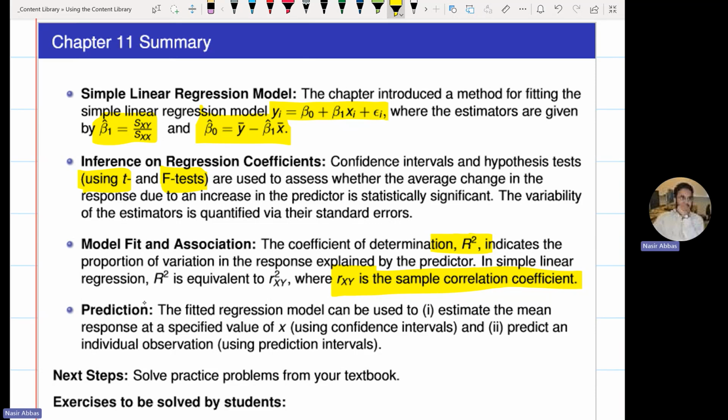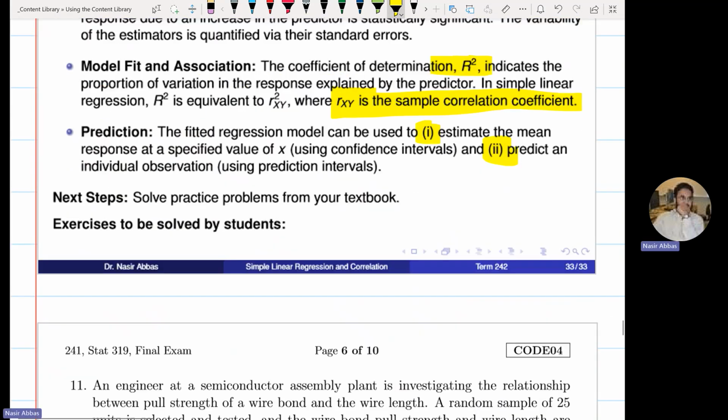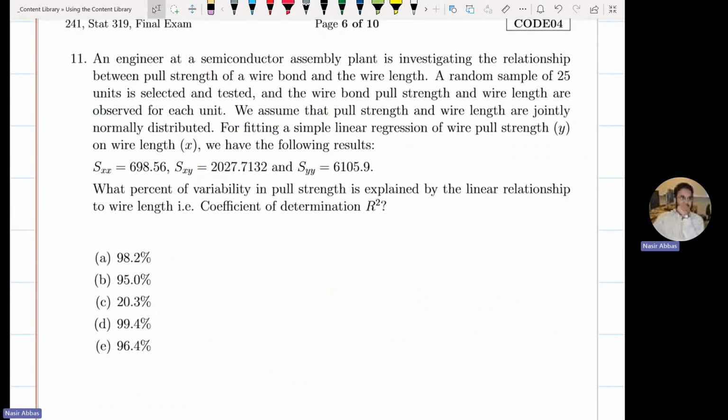And then we use the fitted model for what? For two purposes. What was the first purpose and second purpose? The first purpose was to estimate the mean of Y when X is X naught. And the second purpose was to predict the value of Y when X is X naught. The point estimate for both of these purposes was the same, but the interval estimate was different. Now let us move towards the problem solving.